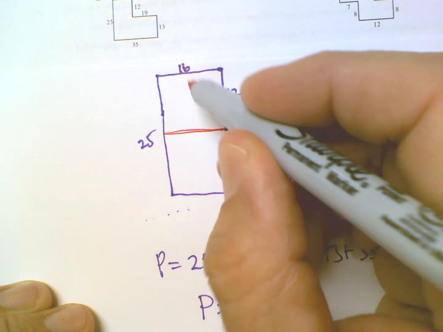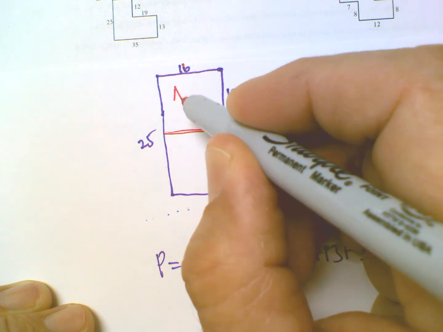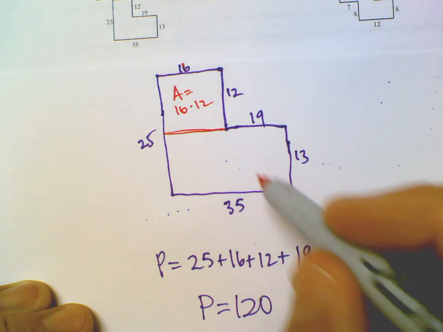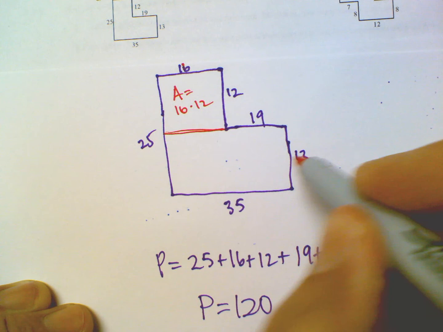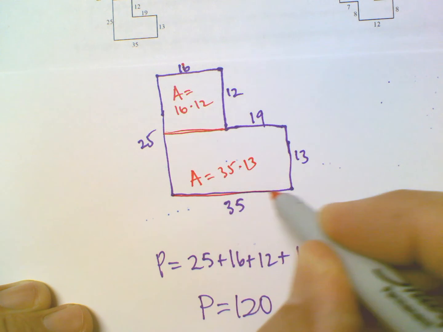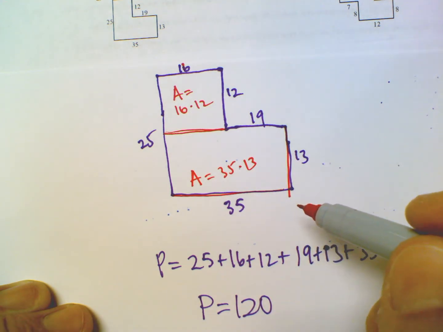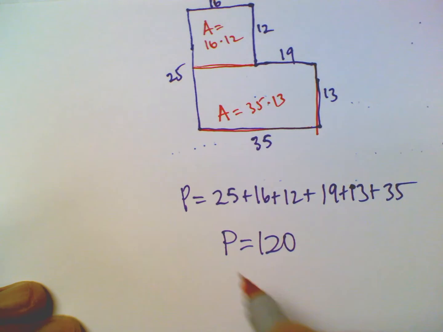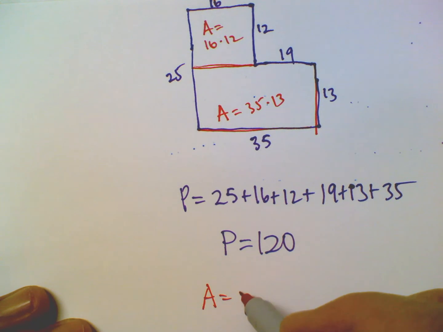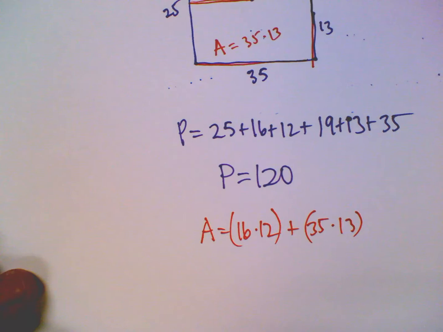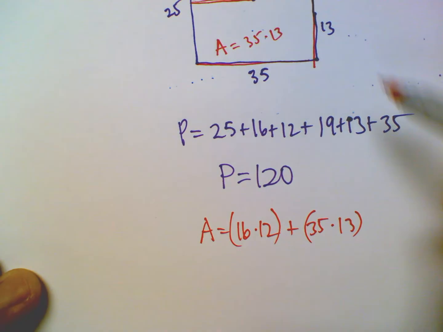I have a rectangle here that is 16 by 12. So the area for this one would be 16 times 12, right? And then this one, I have a rectangle here that's 35 by 13. 35 times 13 for this area, right? So that's one way of looking at it, and then you add those areas up. So for the area for this problem, it would be 16 times 12 plus 35 times 13, right? I got to figure out what those two things are and add them up and come up with my answer. So I'm going to let you do the math on that.